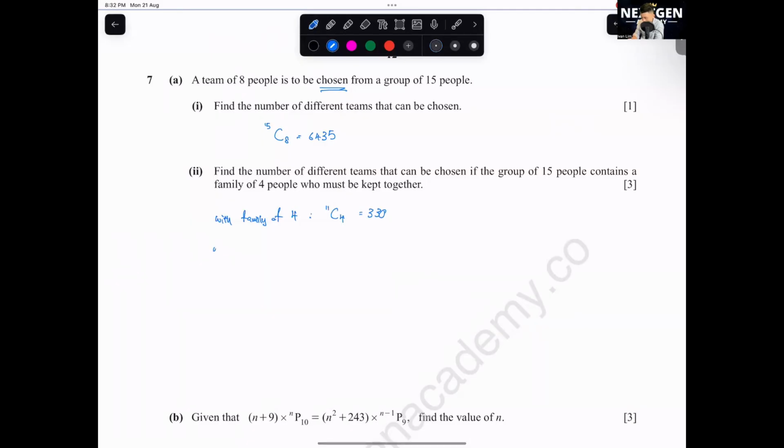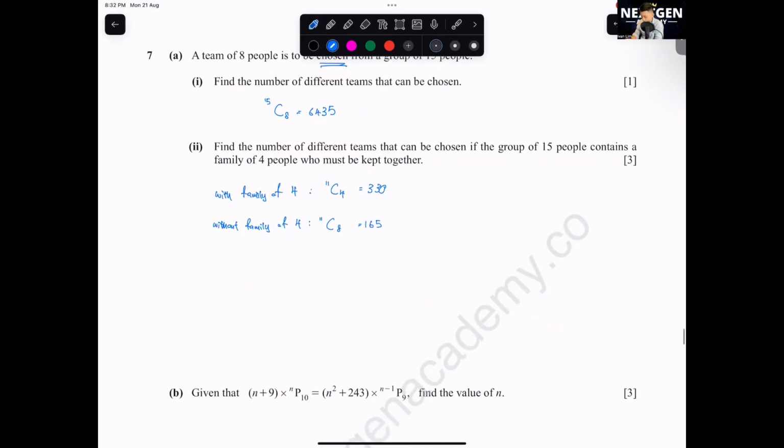Without the family of 4, so you don't want them, you'll put 11C8, which is 165. Your total combination, the arrangement, so you'll get total is 330 plus 165, which is equal to 495.